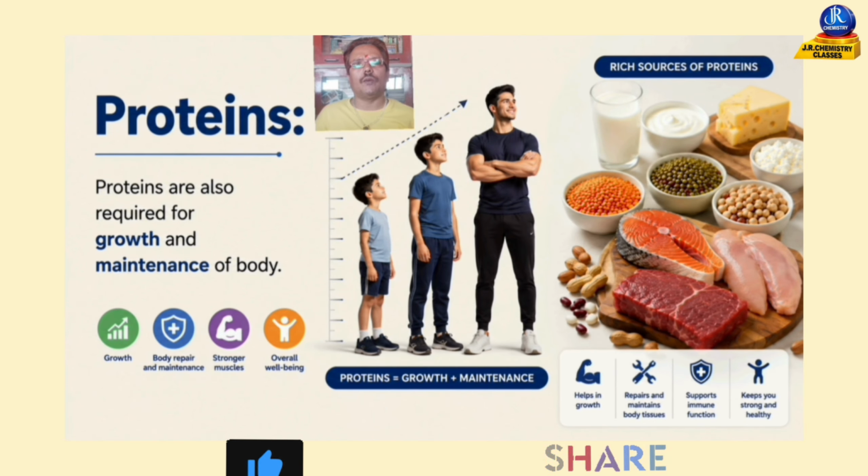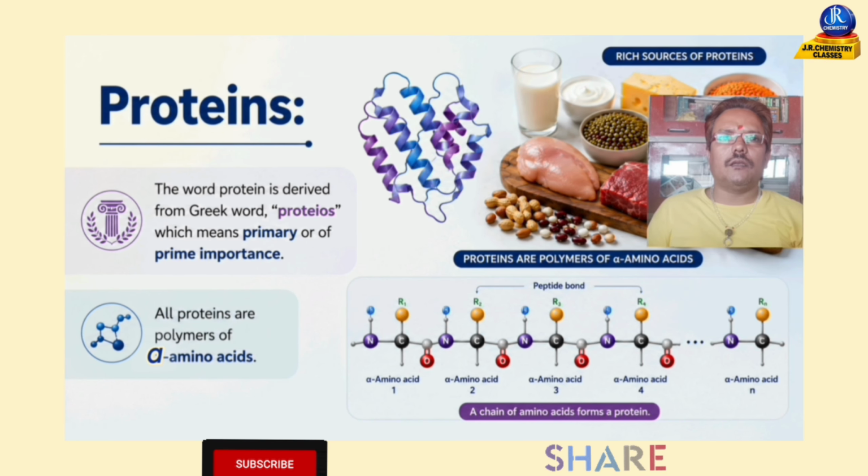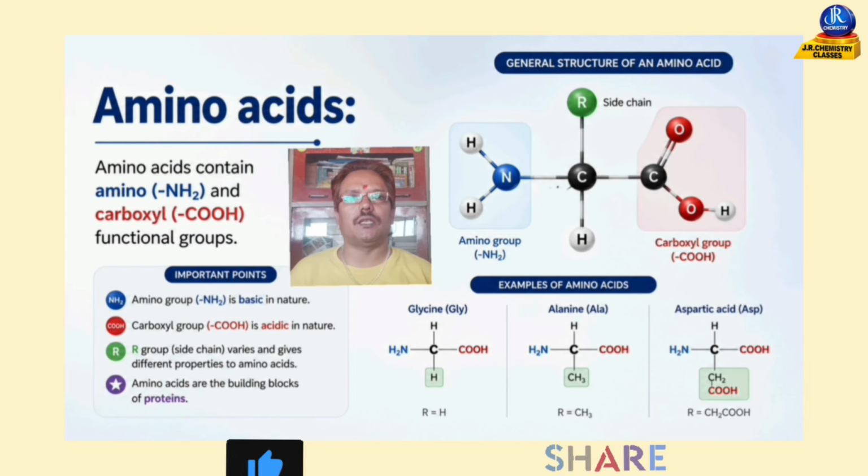Proteins are also required for growth and maintenance of body. The word protein is derived from Greek word proteos, which means primary or of prime importance. All proteins are polymers of alpha amino acids. Amino acids contain amino (-NH2) and carboxyl (-COOH) functional groups.